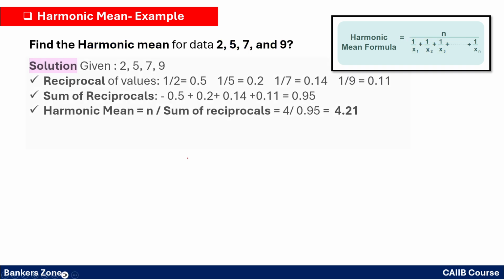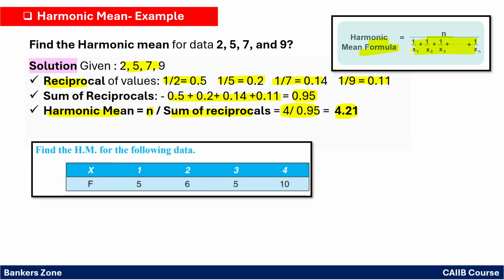So see the solution part again, very simple. These are the given values. Find first the reciprocals: 1 by 2, 1 by 5, 1 by 7 and 1 by 9. Simply adding them, you will get 0.95. Harmonic mean is nothing but n upon the sum of reciprocals. So simply divide 4 by it, you will get 4.21. Right? Very simple. Simply putting the values in the formula, you will get the answer.